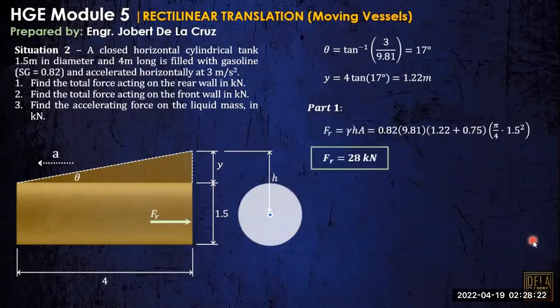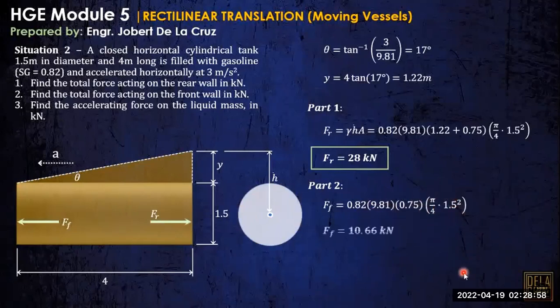Okay? Part 2 naman, the total force acting on the front wall. So, dito siya. Okay. So, how can we solve that? Okay, the same pa rin. Gamma bar h area. So, walang problema sa bar h natin dito since yung water surface natin, imaginary water surface is andito lang. So, gamma is 0.82 times 9.81. Bar h here should be half lang ng diameter or 0.75 times the projected area, the same projected area, and it will give us 10.66 kilonewtons.